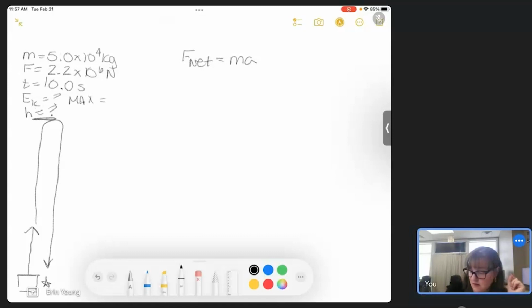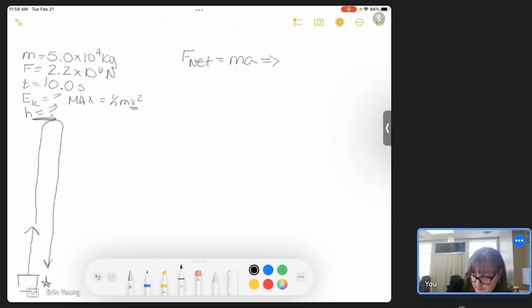Here's what we're looking for. EK is equal to a half mv squared. We need to find our v. Burning the fuel is going to take the rocket from not moving at all to moving at its maximum speed in a very, very short amount of time. That max amount of speed then is going to slow down, slow down, slow down, stop, and then come back down. We need to use our net force to figure out what our initial speed was. So the first part is to get our acceleration.